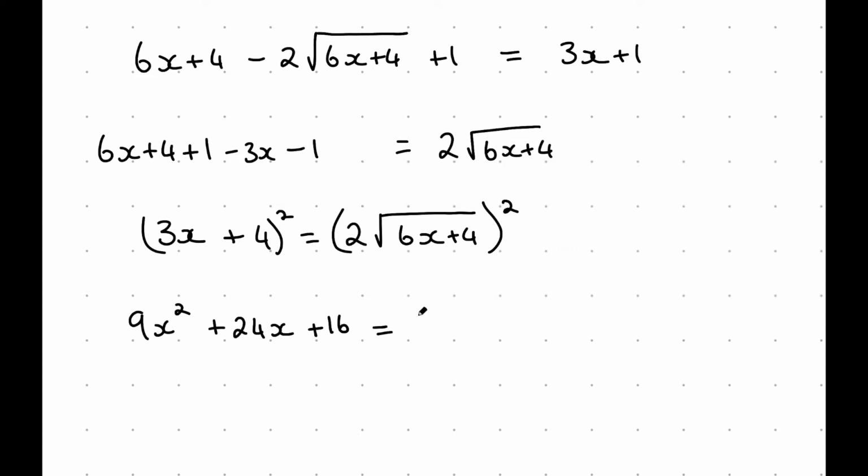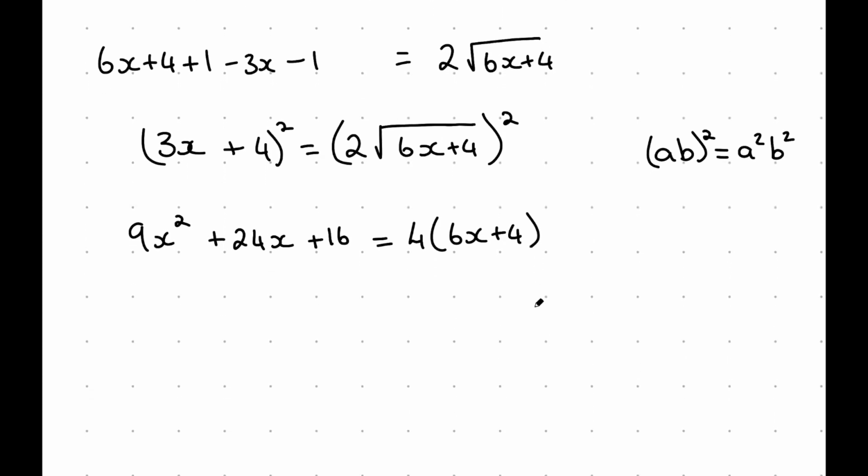and then it's going to be, now the rule I'm going to use here is from the indices chapter, where it says if you have something like this, it's a squared b squared. So that's what I'm going to do here. I have to square the 2, so I'm going to get 4, and that's where that's coming from. I had to square the 2. And then the square root squared is just going to be 6x plus 4, like that. And then from here, I'm going to multiply that out. So I'm going to get 24x plus 16, and then we had our 9x squared plus 24x plus 16 there.